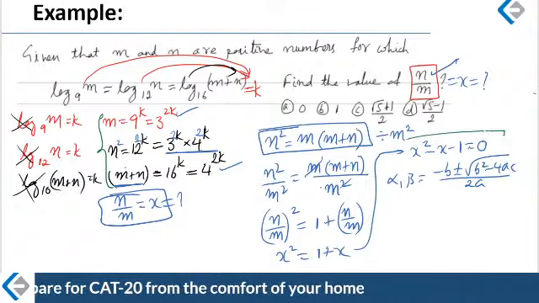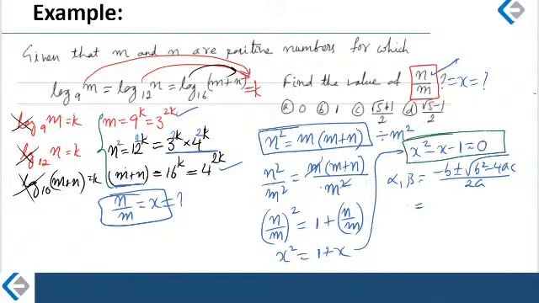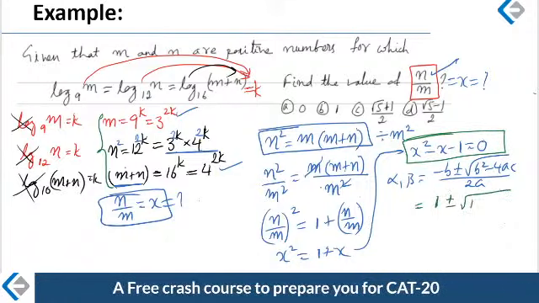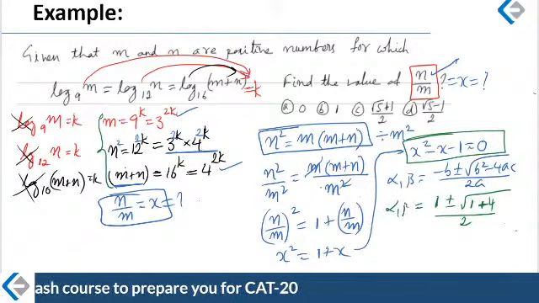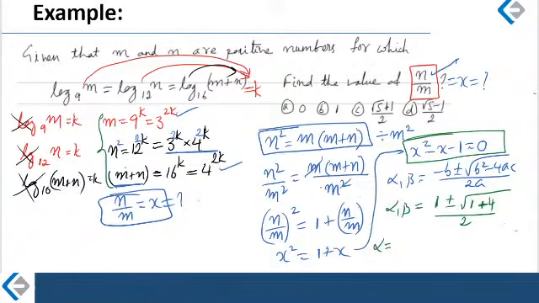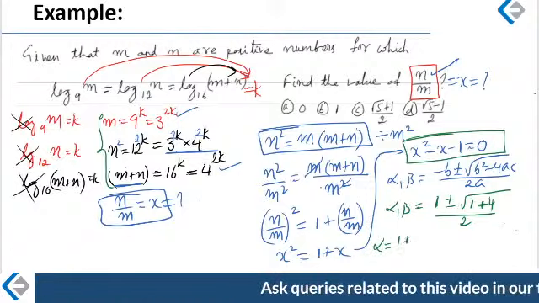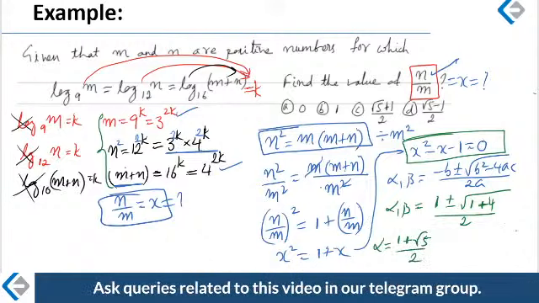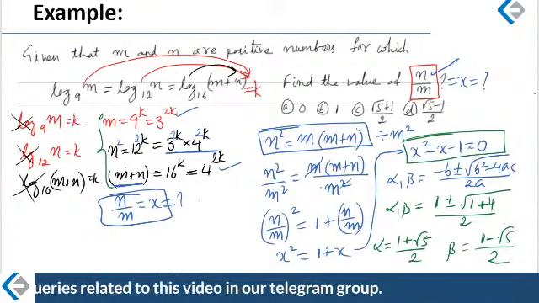If you can't factorize, apply this. What is minus b? 1, plus or minus root of b square minus 4ac, that is 1 minus 4 into 1 into minus 1, which will become plus 4, divided by 2a, that is nothing but 2. That is alpha and beta. Therefore alpha, let me take the positive value, is 1 plus root 5 by 2. Beta is nothing but 1 minus root 5 by 2. These are my alpha and beta. These are the roots.